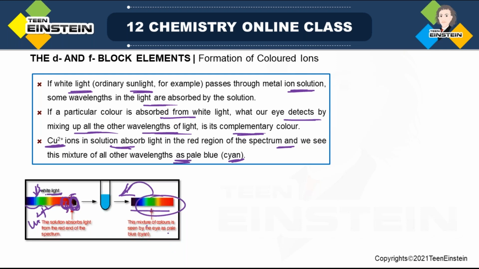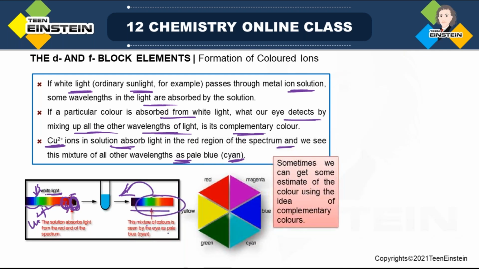Fine. But in each case, it is really difficult for us to predict what the overall effect will be by mixing the remaining colors. But to remove that problem, there is an easy way, and that is this color wheel. So from this color wheel, it is very easy to remember. See, when the red region is absorbed, you are seeing cyan.